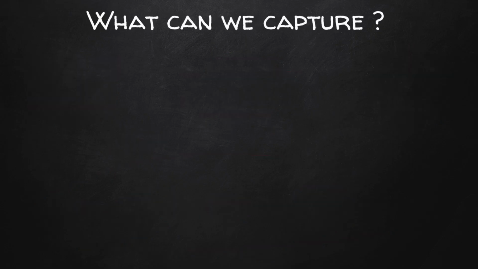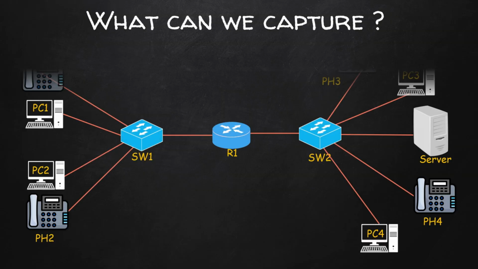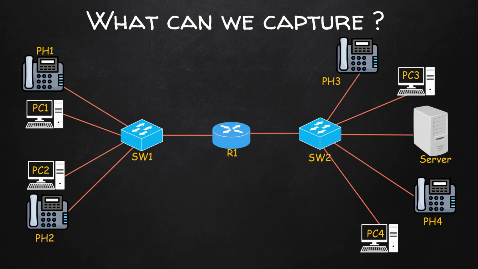Now when we talk about the Wireshark capture, what is the information that Wireshark can capture? I will explain that. For that, I am going to take you to a network diagram that is shown in the picture. Here you can see two different networks. The network on the left side contains two PCs and two IP phones. The network on the right side contains two PCs, two IP phones and one server. And these two networks are connected with the help of a router.